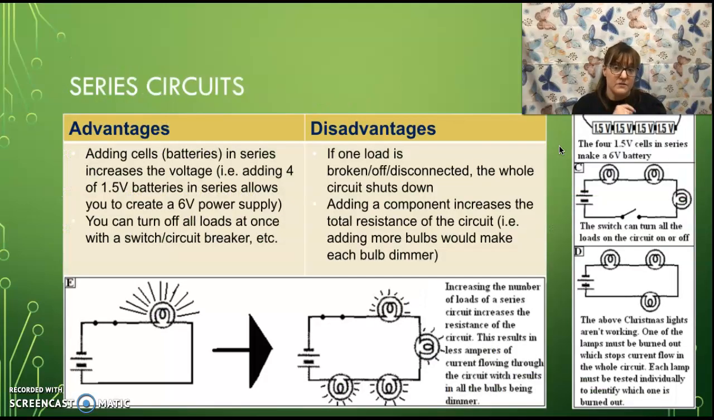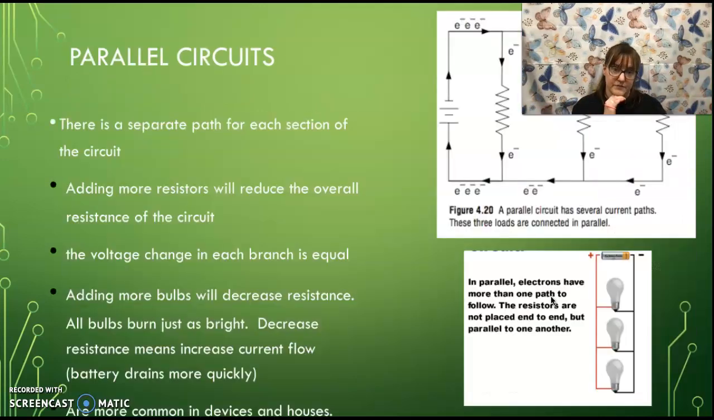There's some advantages. So when you add batteries in series, you just keep adding them together. So if you have 2 AAs, you would have 1.5 plus 1.5 gives you 3 volts, right? So that's an advantage. And you can turn everything off at once. A disadvantage is if one of the light bulbs breaks, like they used to have this a lot in Christmas lights, one of them breaks and you have 100 lights on your string, you have to go through each one to see which one's broken so that you can fix your current.